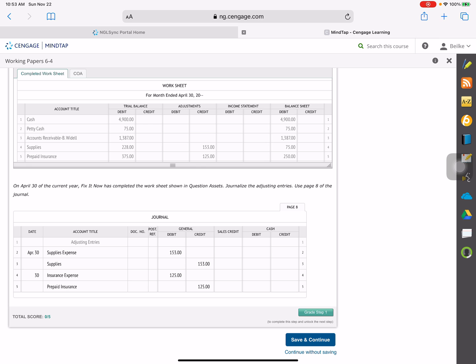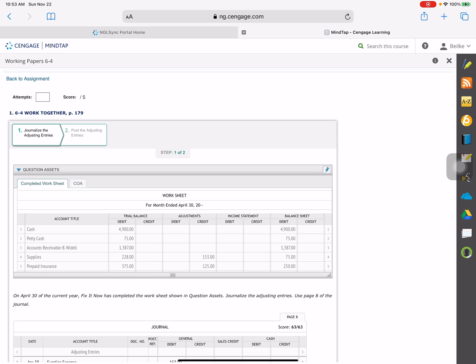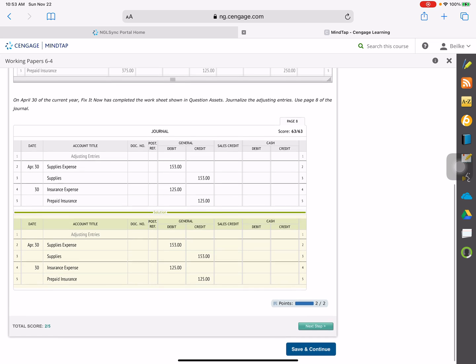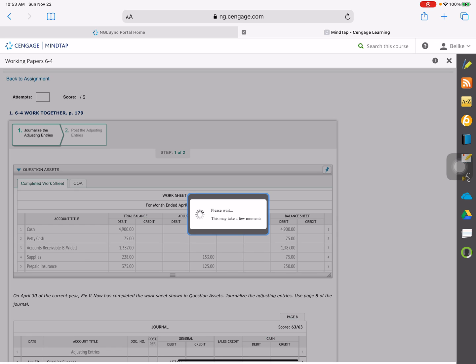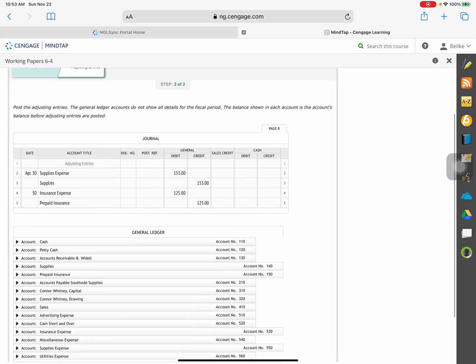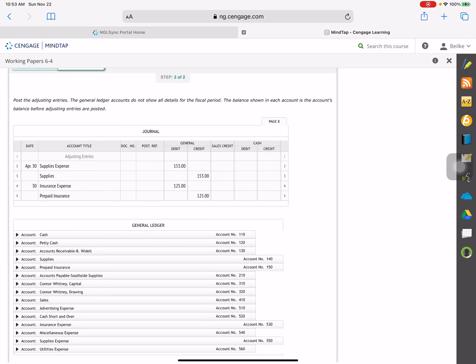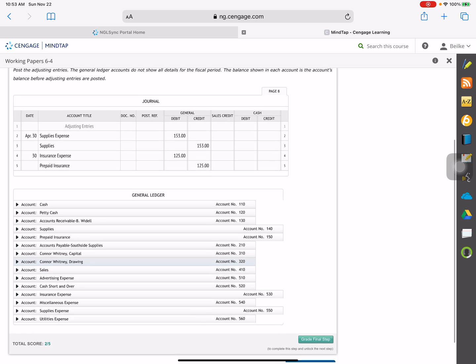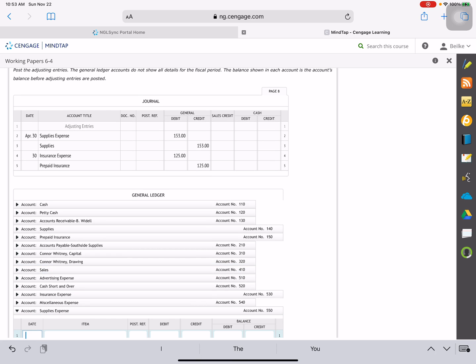All right, so that takes care of entering the adjustments into our journal. Okay, we're going to go on to the next step, which is posting the adjusting entries. So what we need to do is go to our supply expense. So we'll go down to supply expense. Okay, the date is April 30th.